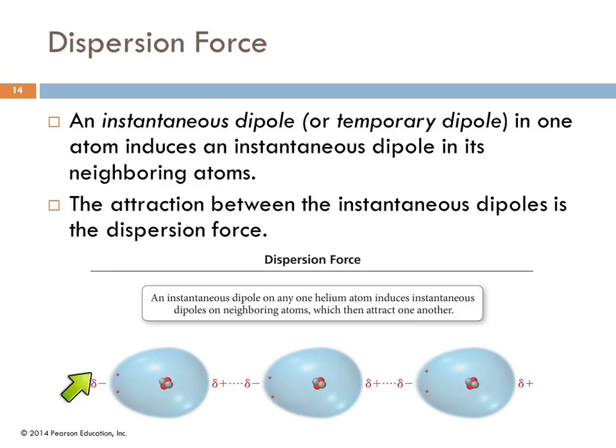So this dipole happened by chance. It induced dipoles in neighboring atoms. Then this goes away, and then they're like, aw, and that one goes away, and this one goes away. And so this dispersion force comes and goes and comes and goes, and it's very, very weak, but it is significant.